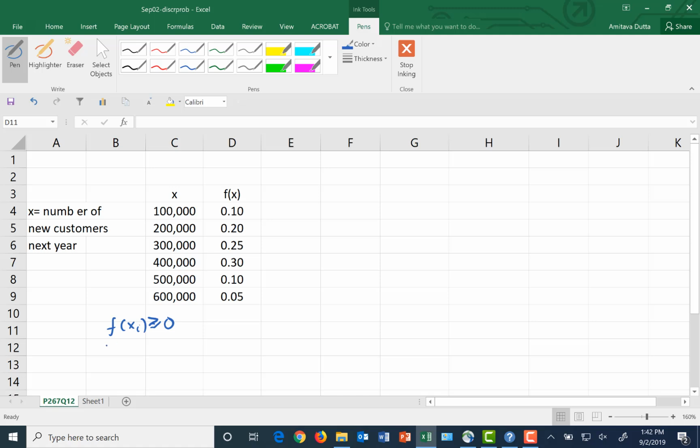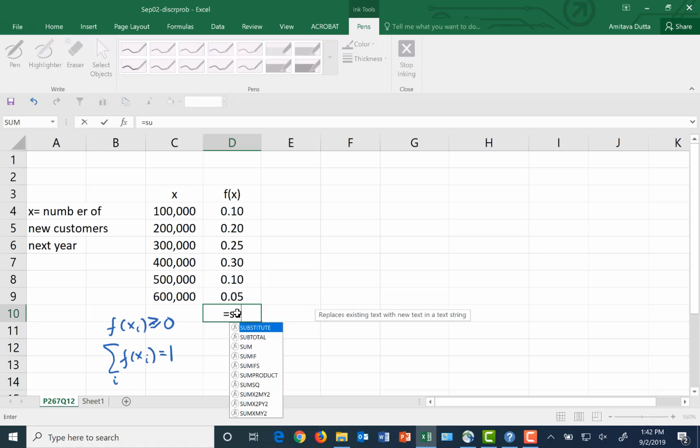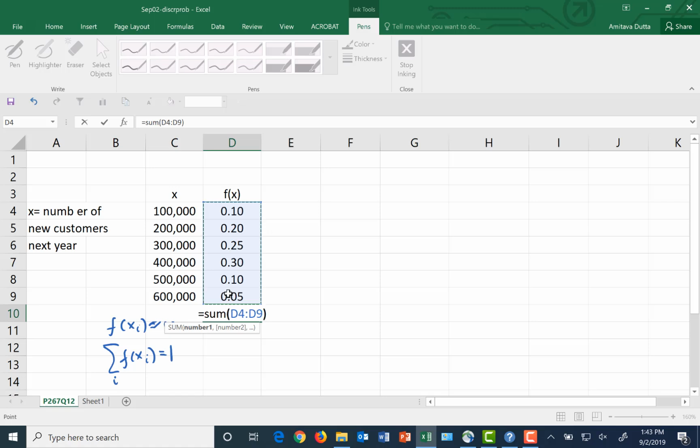The second property that any discrete probability distribution has to obey is that if you add up all the probabilities over all the outcomes in the sample space, they must add up to 1. So let's just confirm that that's the case. I add up these probabilities and they do add up to 1. If they didn't, then we couldn't proceed any further. So we have done our checks.